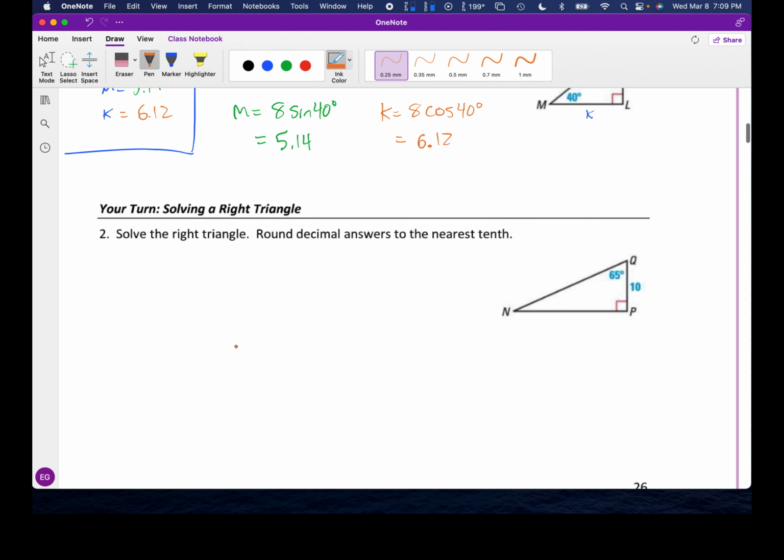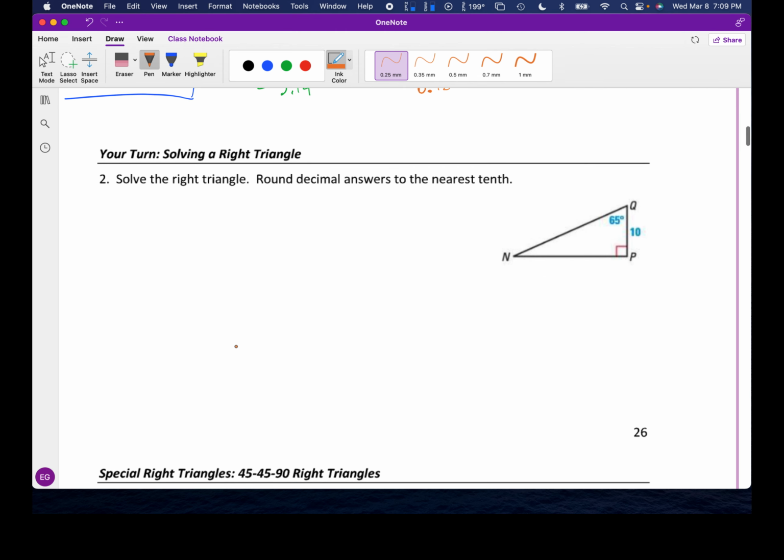You should pause the video right now and try the your turn on your own. And since you're not going to actually do that, I'm just going to jump in and do the example right now, because I know that you're not going to actually pause it and try it yourself, because why would you, right? If I could do it for you.